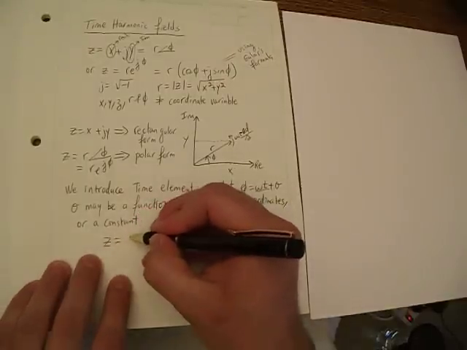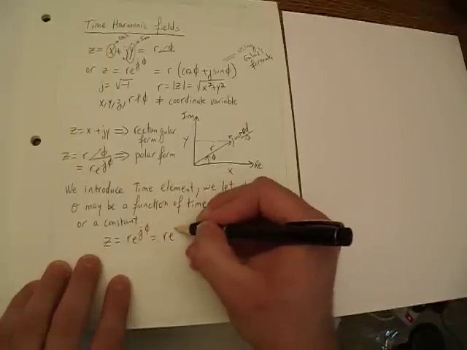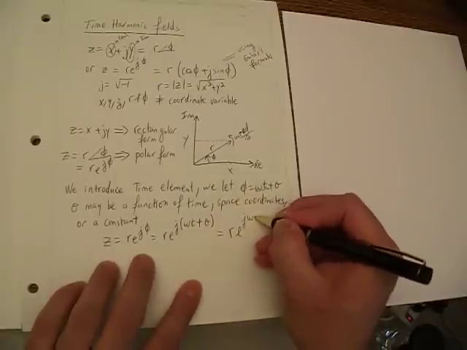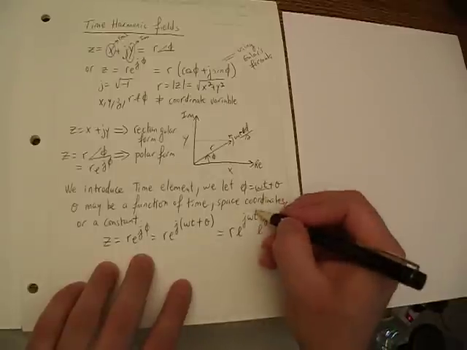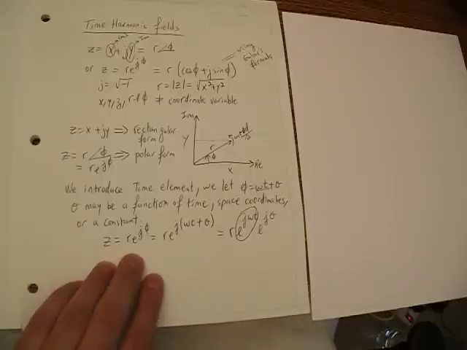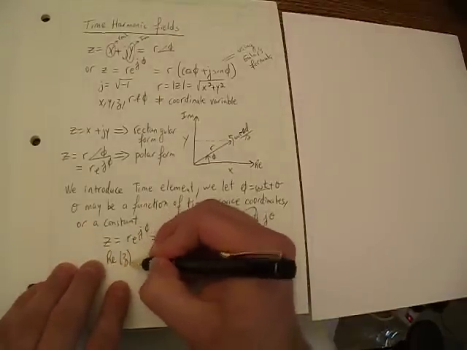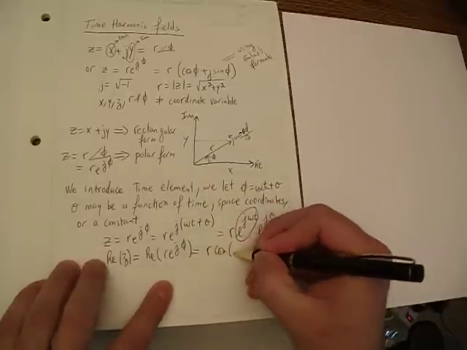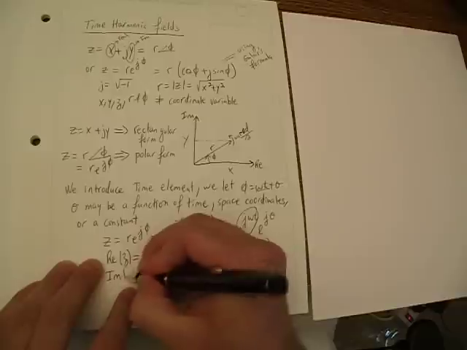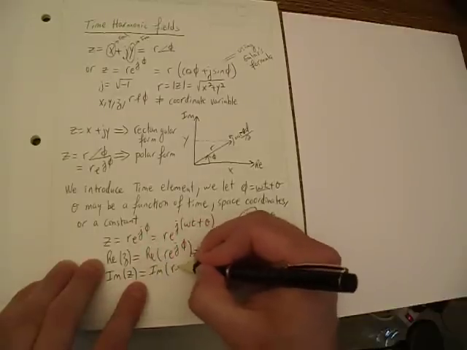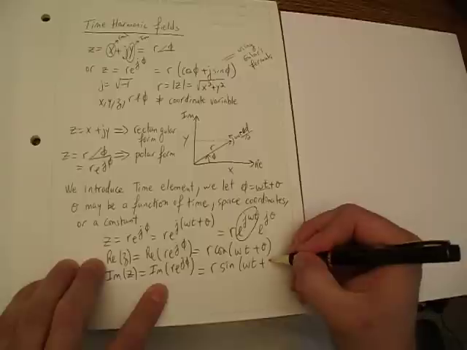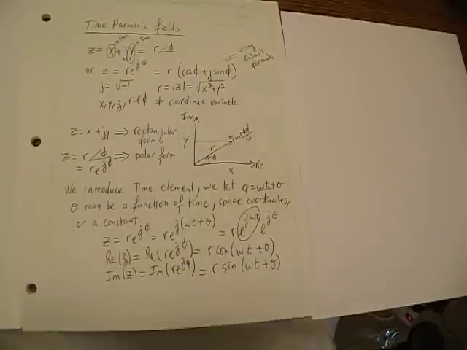So z now will be equal to r e to the power j phi, which is r e to the power j omega t plus theta, which is also equal to r e to the power j omega t times e to the power j theta. And here you see your time component. Now the real of z will be r cosine of omega t plus theta, and the imaginary of z will be r sine omega t plus theta. So that's a brief complex numbers review.